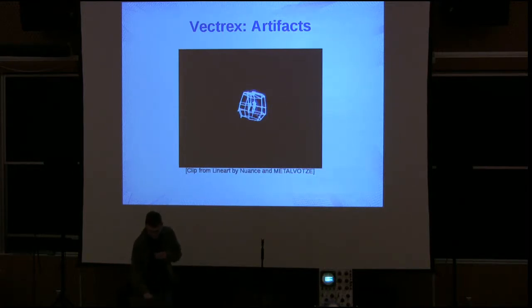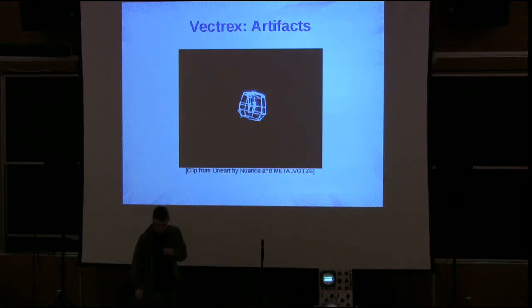So you can see this is from WineArt by Nuance and Metalvots. They're drawing the OpenGL teapot, I think. But because you specify the velocity, you're not really guaranteed that the position you're going to get into is going to be exactly where you want it to be. So it can be really hard to make your closed shapes line up together.